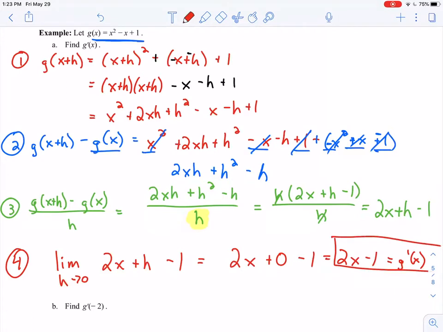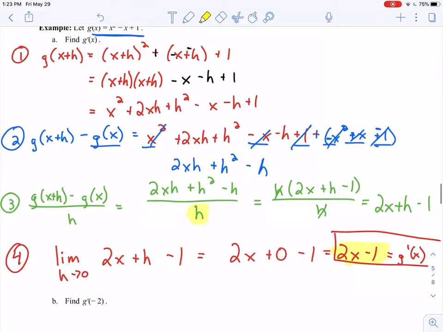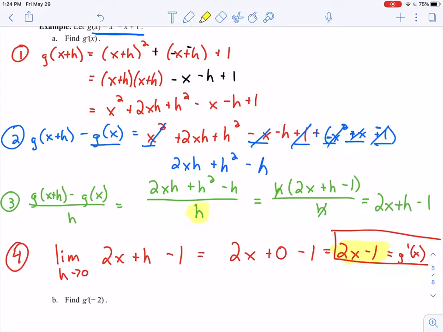So this is probably more in line with the types of answers you'll be getting when you find derivatives. Here we have actually a function that's in terms of x. We have 2x minus 1. Next, I want to keep working with this derivative. I want to get comfortable, get used to using it to identify things.